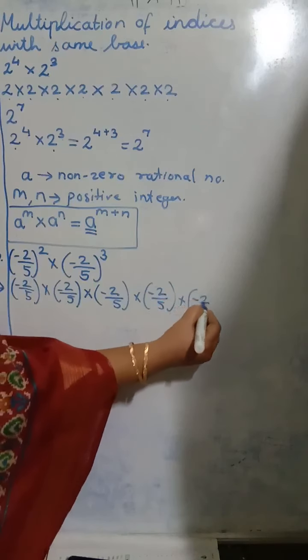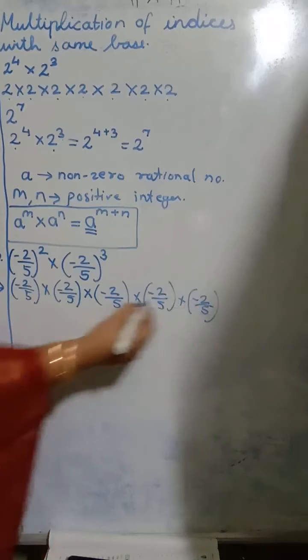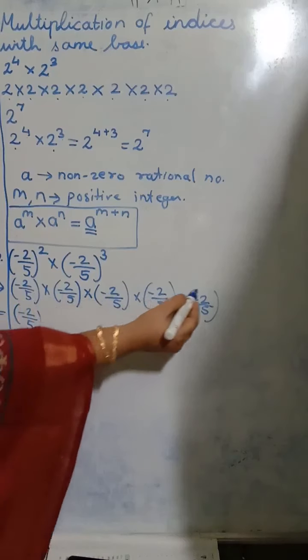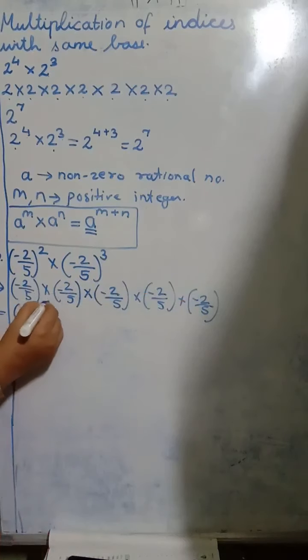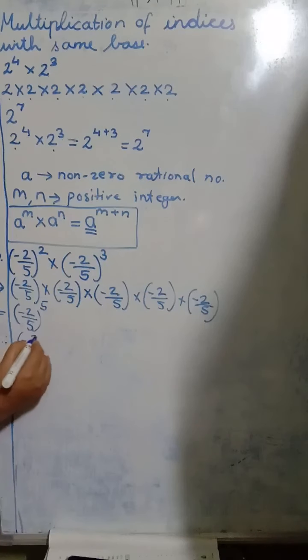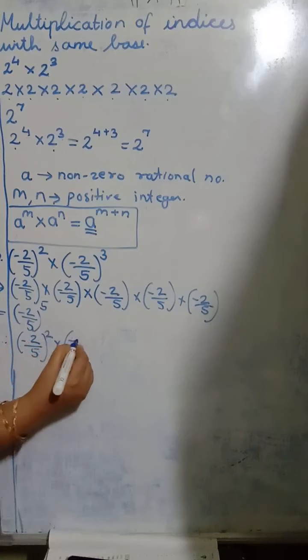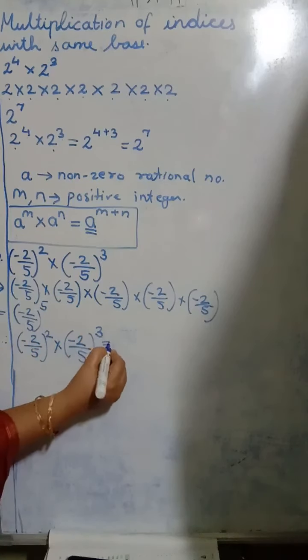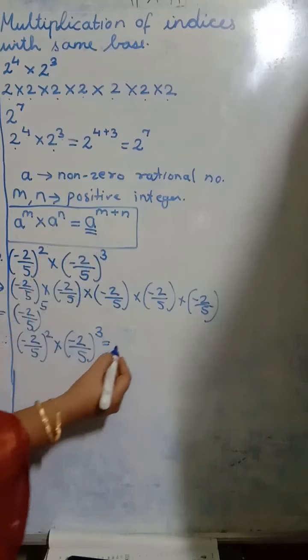Now if we see the total count, how many times is negative 2 upon 5? 1, 2, 3, 4, 5. Is it 5 times? In short, can we write, therefore, negative 2 upon 5 raised to 2 into negative 2 upon 5 raised to 3 is equal to, can we write it in this way?